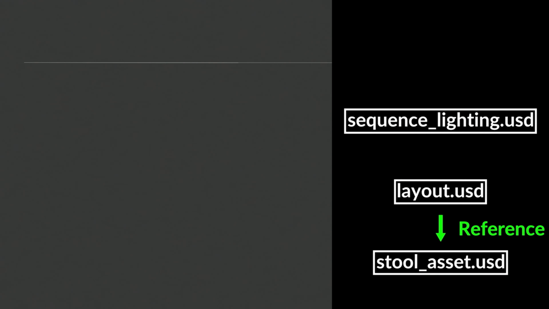Now, remember, the layout file has references that point to the stool asset USD file. That layout USD file will also point to all the other assets that it's using. But the sequence lighting USD file will only contain the lights that the light lead added. It will not contain any information about what's in the layout USD file.